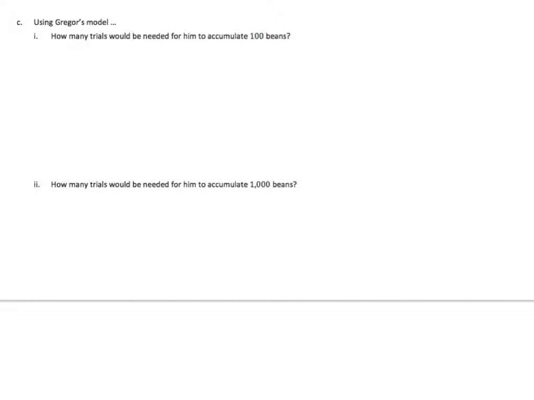All right, using Gregor's model, how many trials would be needed for him to accumulate 100 beans? So I've got 100 in his model on my previous slide, but you've got the paper there in front of you. Let's see, 100 equals 0.972 times 1.629 to the t. So I'm going to divide both sides by 0.972.